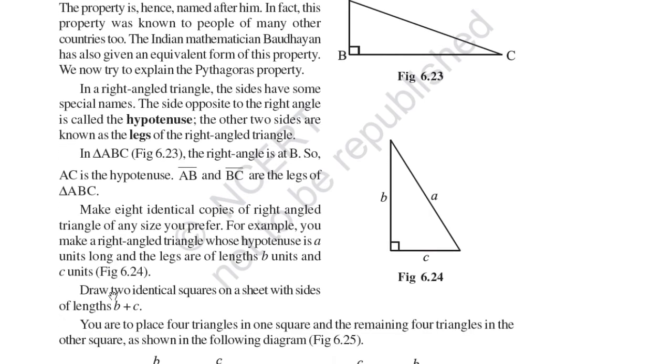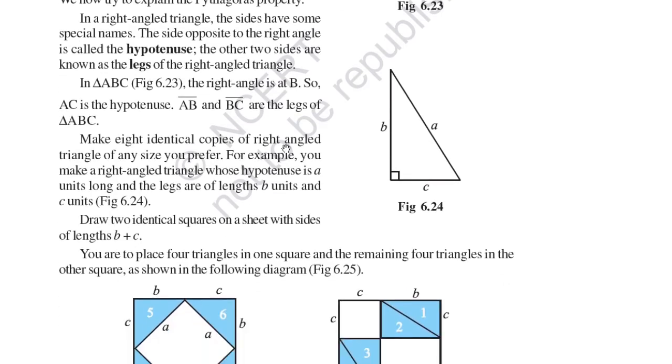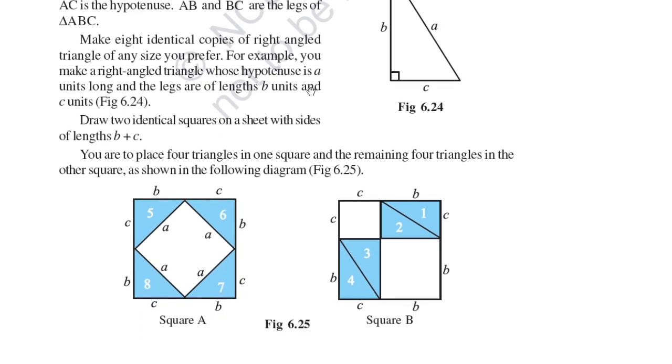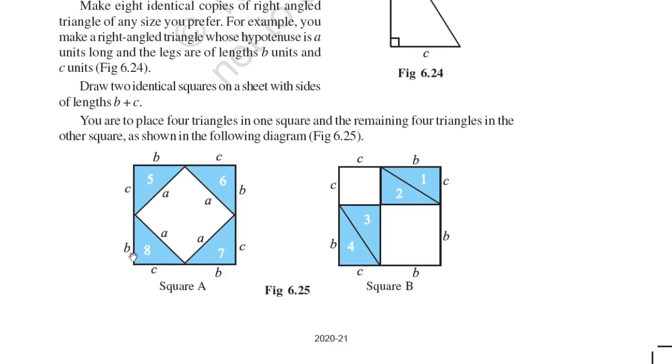So it is easy. Make 8 identical copies of a right angle triangle of any size you prefer. For example, you make a right angle triangle whose hypotenuse is A units long and the legs are of length B units and C units. Draw two identical squares on a sheet with equal sides of length B plus C. You can see here they have given the example and the square. You are to place 4 triangles in one square and the remaining 4 triangles in the other square as shown in the figure. So you can see they have put 8 triangles in it.